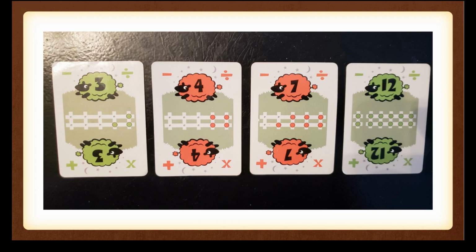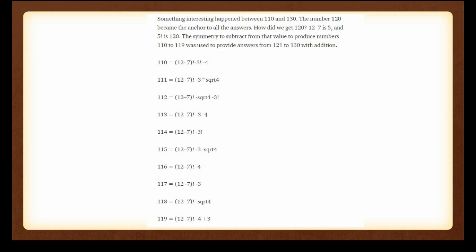But what also happened was, and this is my son's observation, when we got to 120, and he said it's 12 take away 7 is 5 and 5 factorial is 120, this is the observation he made. You see, all the numbers from 110 to 119 can be gotten with just the other 2 cards which are left, 3 and 4. So what he observed was the numbers 121 to 129 can be built with this symmetry by adding these numbers.